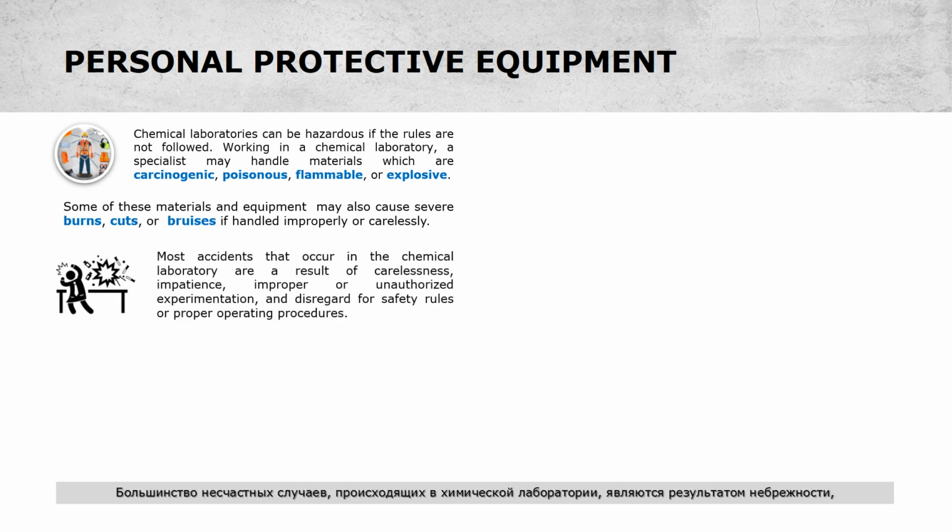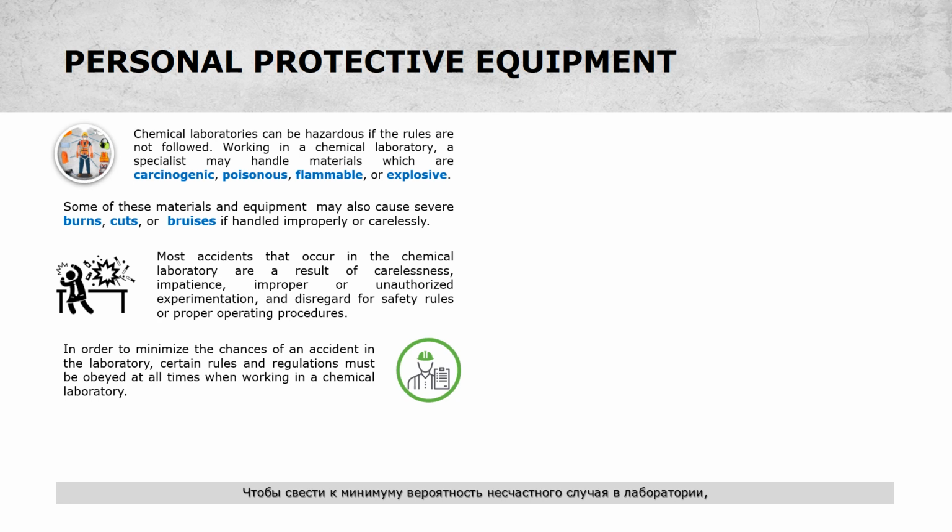Most accidents that occur in the chemical laboratory are a result of carelessness, impatience, improper or unauthorized experimentation, and disregard for safety rules or proper operating procedures. In order to minimize the chances of an accident in the laboratory, certain rules and regulations must be obeyed at all times when working in a chemical laboratory.